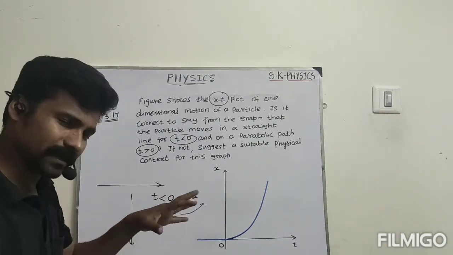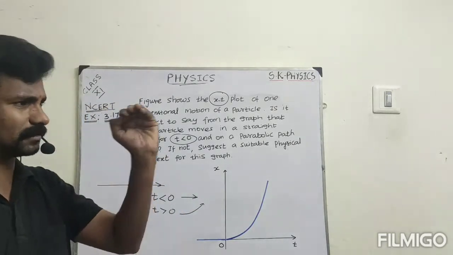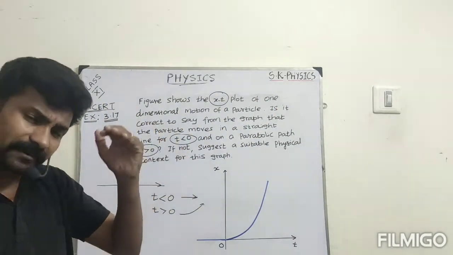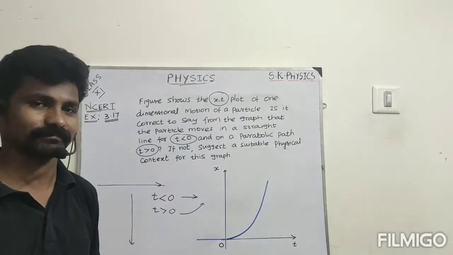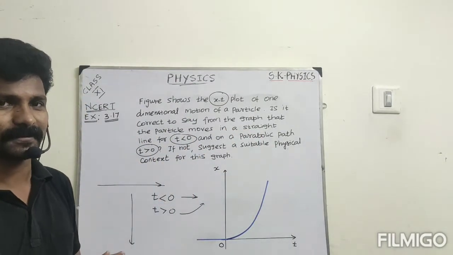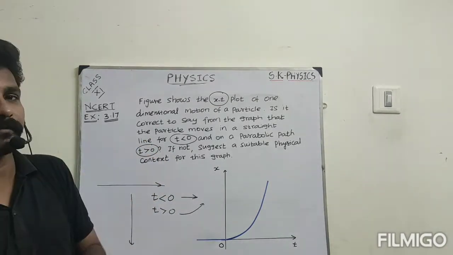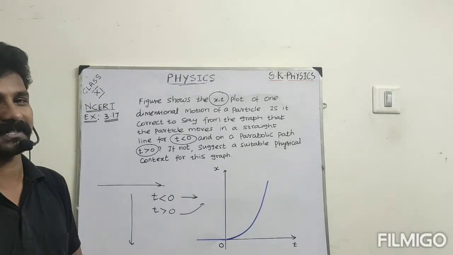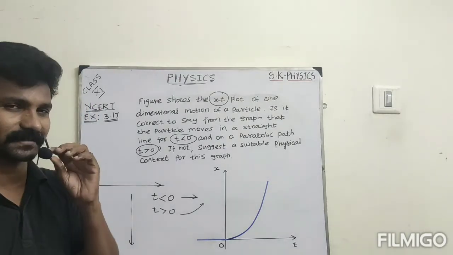If the time value is less than 0, the particle motion is one-dimensional. If the time value is more than 0, it becomes a parabolic path, they say. Whether it is correct or not. If it is wrong, then why? That is the question. How to analyze this question? In a simple way we have to analyze this.